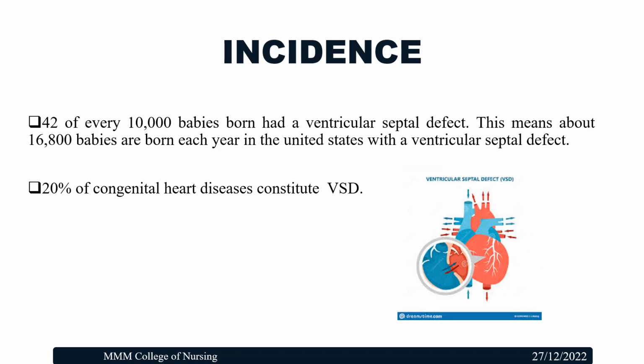The incidence of this is 42 of every 10,000 babies born with ventricular septal defect. It means 16,800 babies are born each year in the United States with a ventricular septal defect. So 20% of congenital cardiac heart diseases constitute ventricular septal defect.